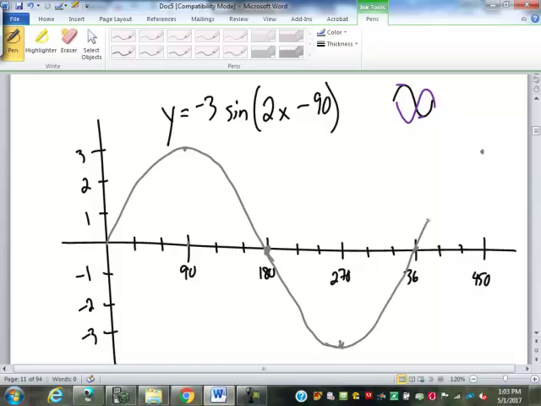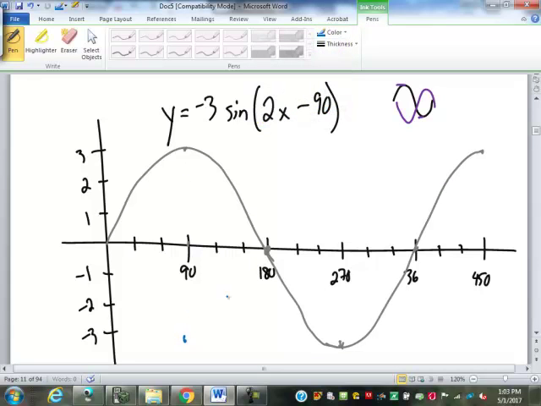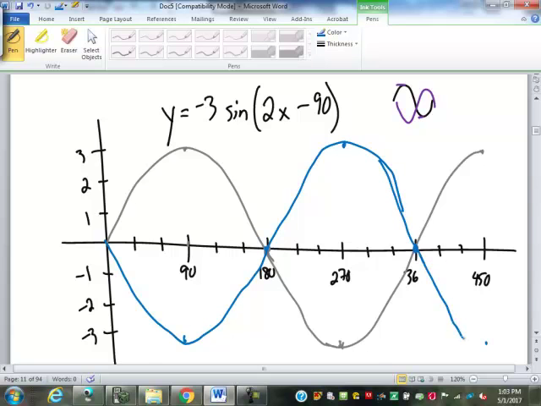I did put in the amplitude at 3, though, instead of just 1. But the fact that that's negative 3 means it does have to flip over. It's going to be exactly upside down. So it's going to have to go like this. So the blue is what we're looking at with the negative 3.